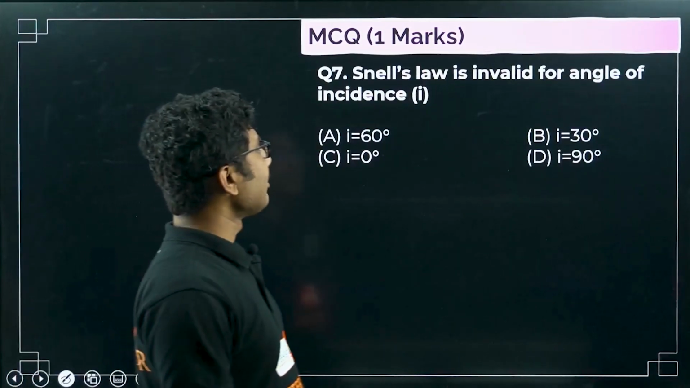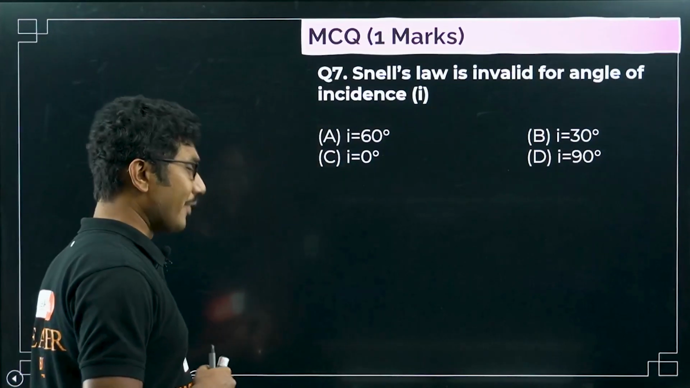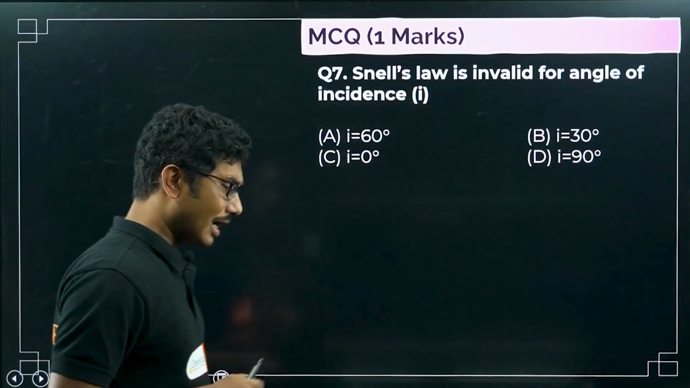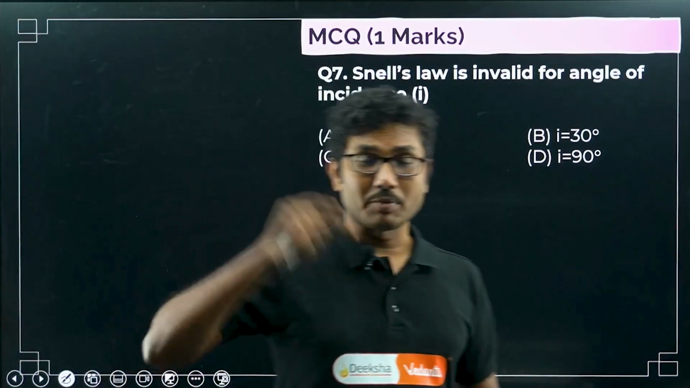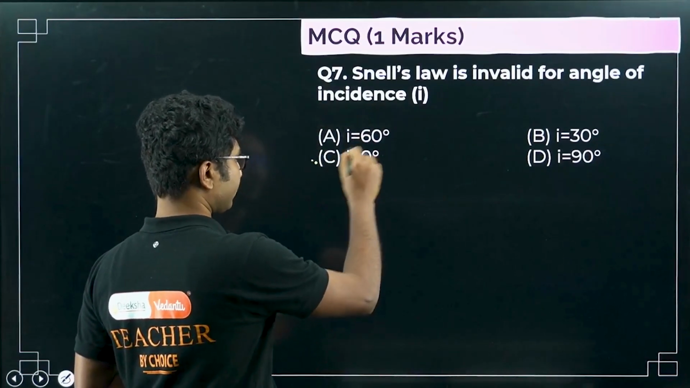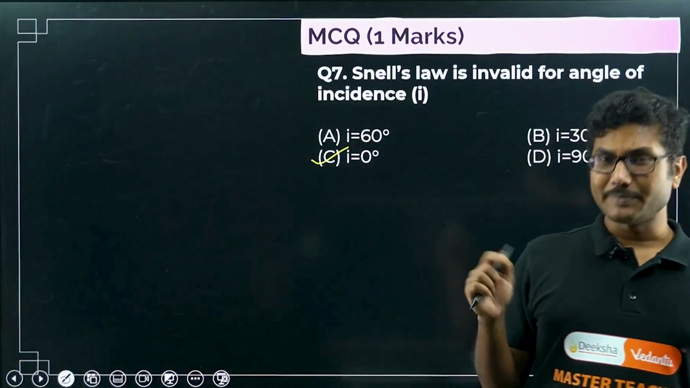Now, Snell's law is invalid for the angle of incidence i equals to what? So when is Snell's law invalid? Snell's law is invalid when the ray of light is falling normally. Normal incidence means the angle of incidence is 0. Okay, it is falling along the normal. We measure the angle with respect to the normal.